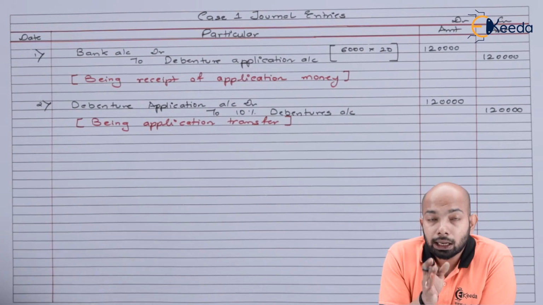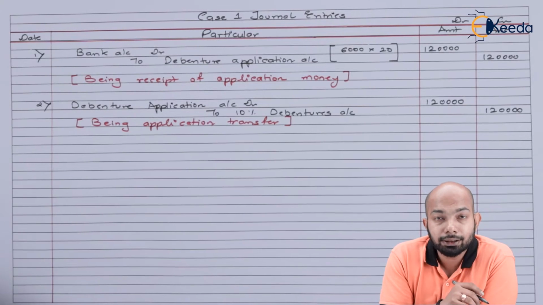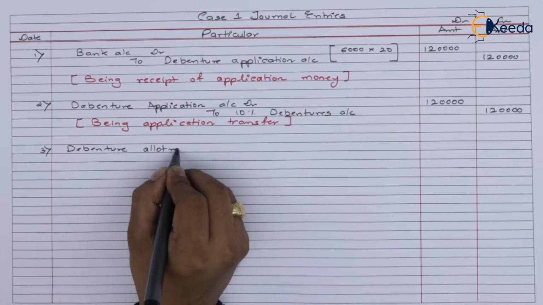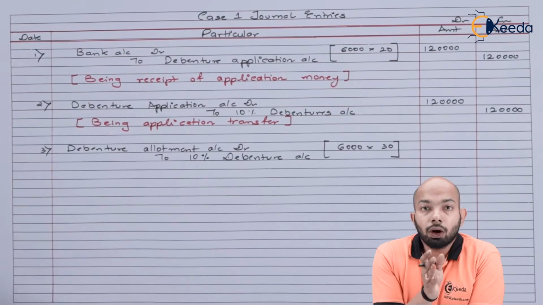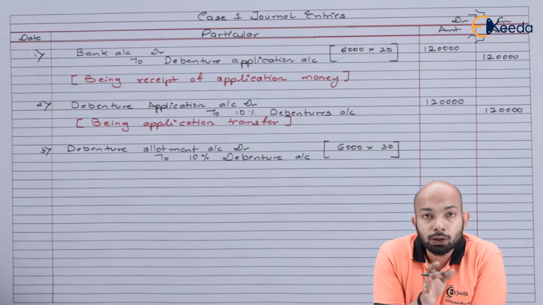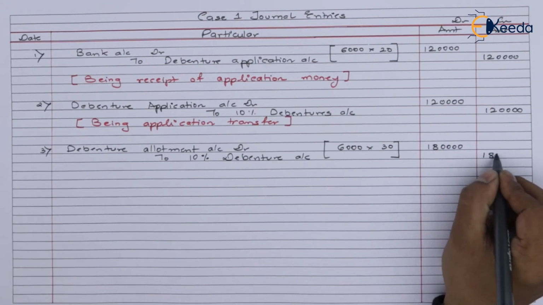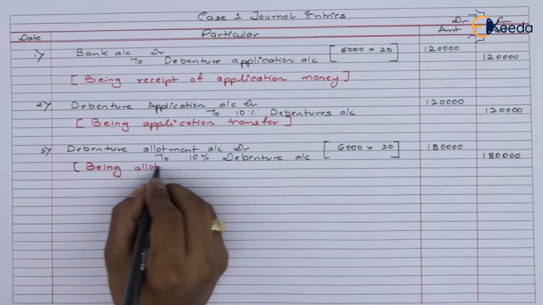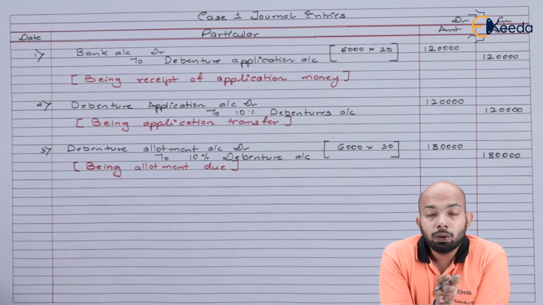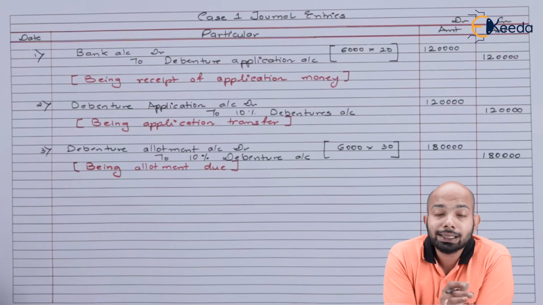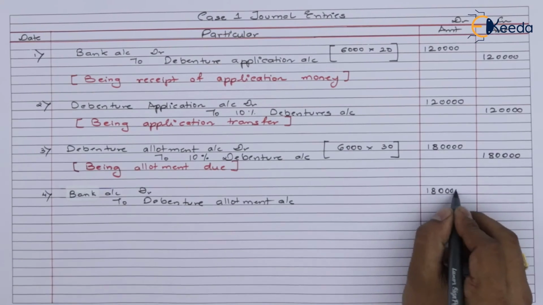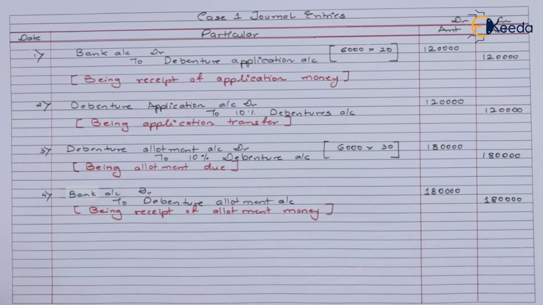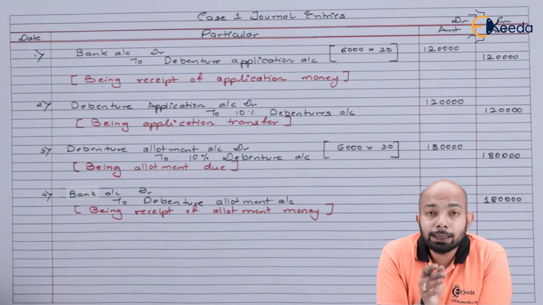Now, the next will be allotment due. Let's pass the entry here. On allotment, we're supposed to take around 30 rupees. So 6,000 multiplied by 30 will give you the allotment due amount. Now, after allotment being due, the next phase is to receive the allotment money. So the next entry that we have passed here is the receipt of allotment money.